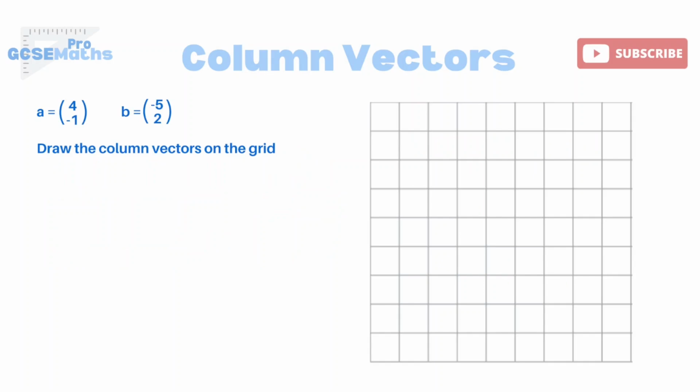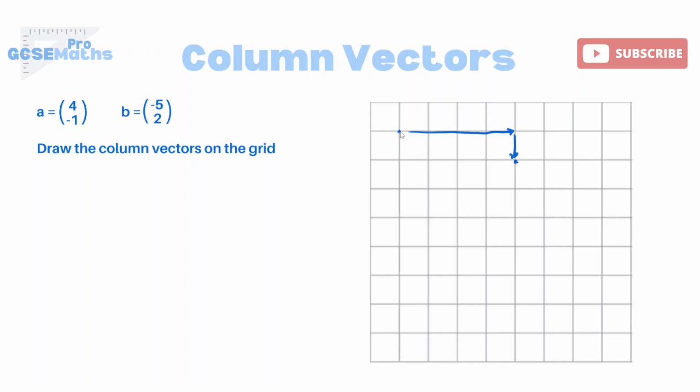So our first question here is to draw the column vectors on the grid. So again, as I said, there's no location as such, there's no coordinates. You can draw them anywhere on the grid as long as you obviously have space for both. So looking at A, we've got 4 at the top, which is positive, so that means 4 to the right. So let's say we start here, 1, 2, 3, 4 to the right. And then minus 1 at the bottom means down by 1.